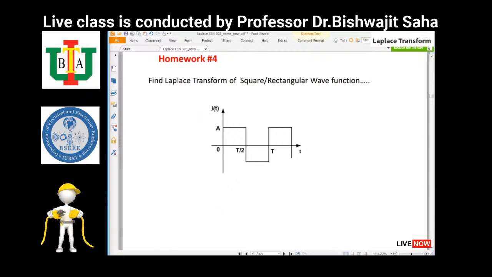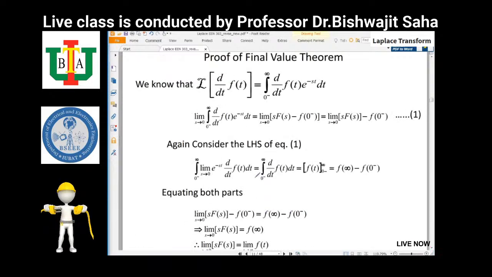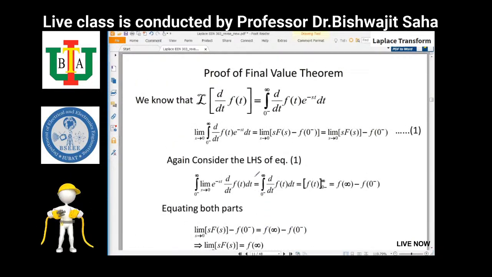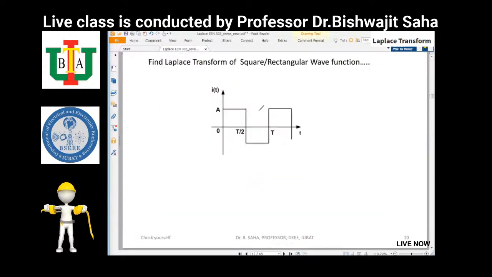So this is your practice: find the Laplace transform of a rectangular or square wave function signal. You can see in the lecture sheet it is mentioned. So you have to do it yourself and let me know. Sir, one full square wave? Yes, one square wave. The full cycle or half cycle? Full cycle.